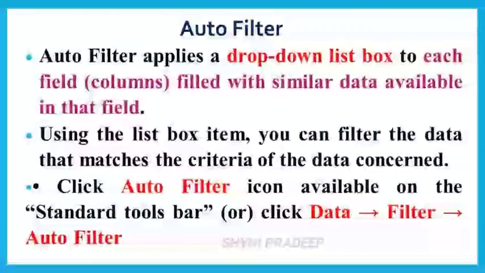First, let us see about auto filter. Auto filter applies a drop-down list box to each field filled with the similar data available in that field. Using the list box item, you can filter the data that matches the criteria. How will you select the auto filter option? You can click the auto filter icon on the standard toolbar. Otherwise, you can click data, filter, auto filter option from the menu bar.